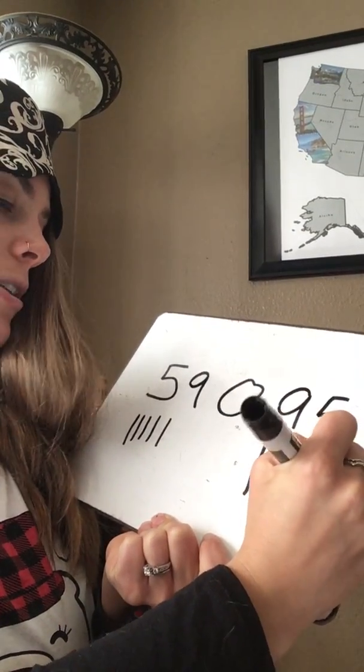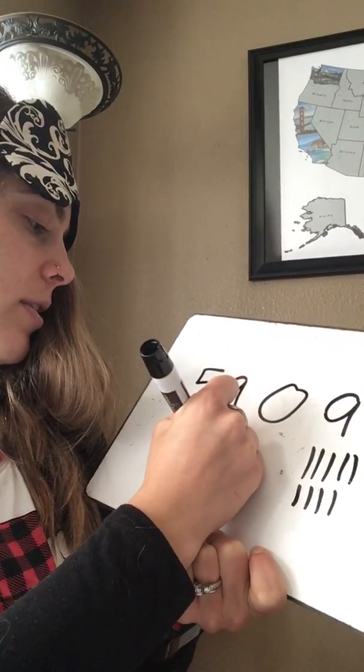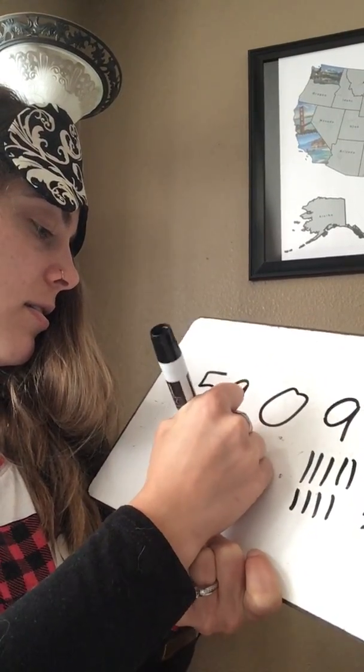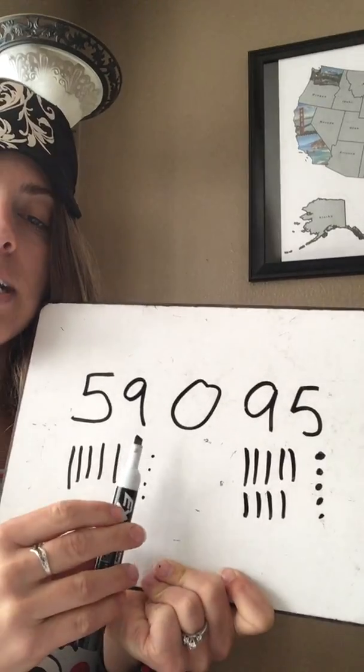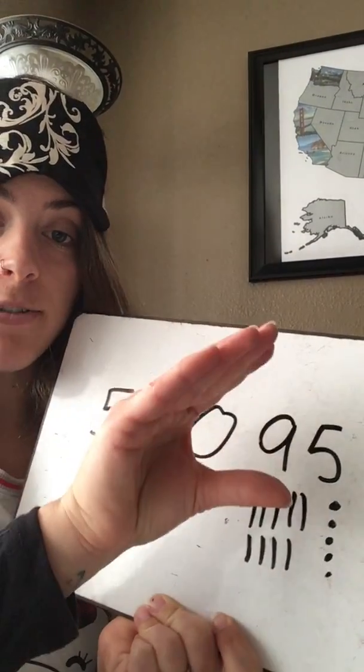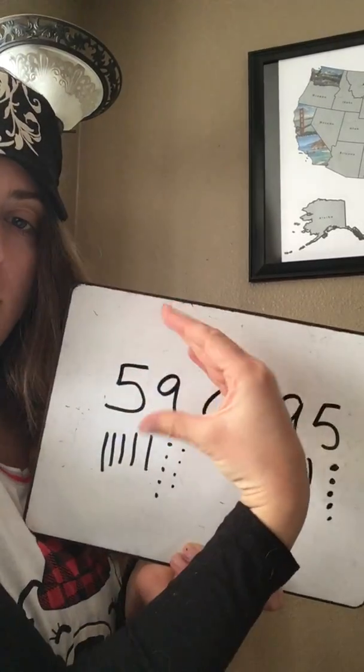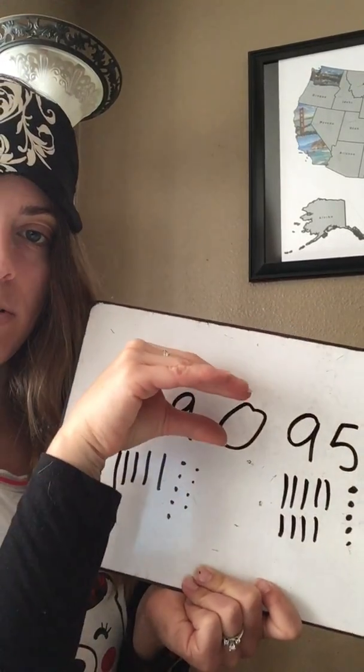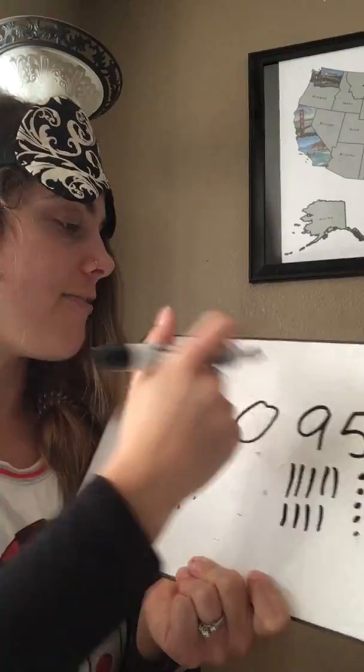And then we have 5 ones over here and 9 ones over here. So even though there's a big 9 over here, 9 ones is a lot less than 9 tens. So which way should our mouth go? Should it eat that 95 or eat the 59? Or be equal? Definitely eat the 95.